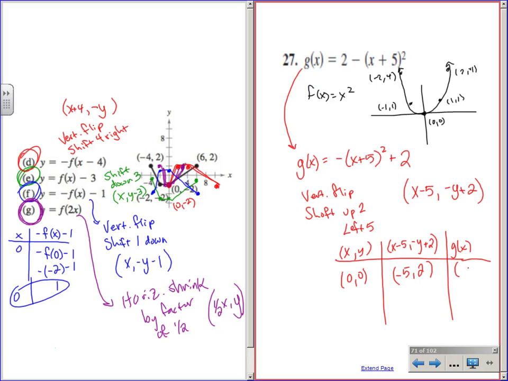0 plus 5 is 5. 5 squared is 25. 2 minus 25 is? No, actually we should plug in the negative 5. We should plug in the negative 5? Why? That's the x value.